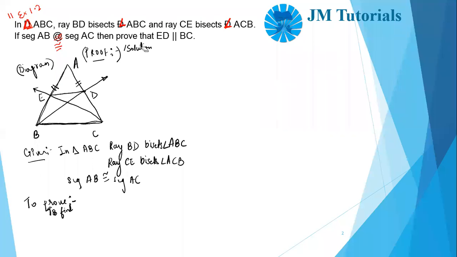In this case, it's a proof, so I'll write proof and to prove. What do I need to prove here? I need to prove that ED is parallel to BC. Now guys, I don't have any idea how to go about this question, so I'll try to use certain simple rules which I've learned.